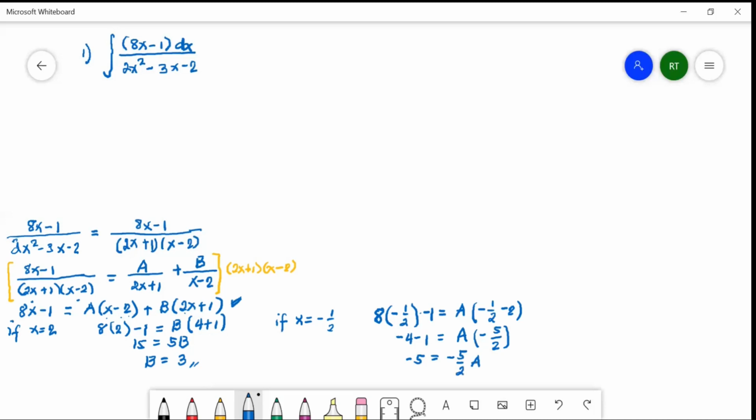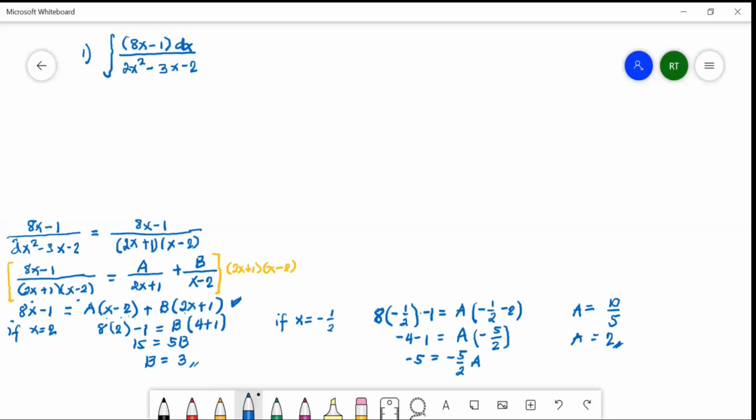And if we solve for a, then we can just multiply both sides of the equation by negative 2 over 5, okay? Or we can just have this as a is equal to, okay, 2 times 5 will give us 10, no? 10 over 5, so that a is equal to 2. Okay, so we have a is equal to 2 and b is equal to 3.